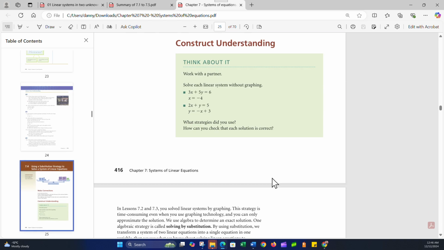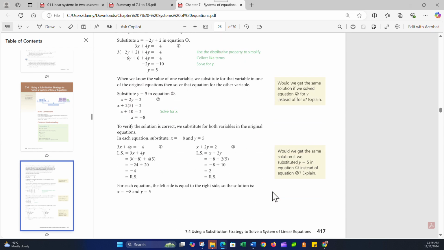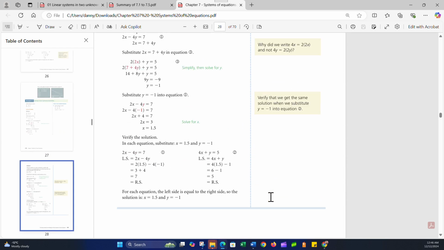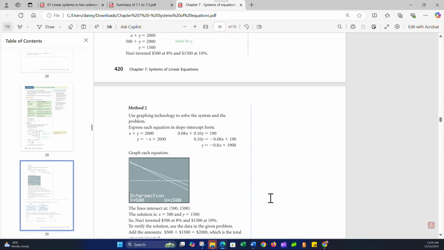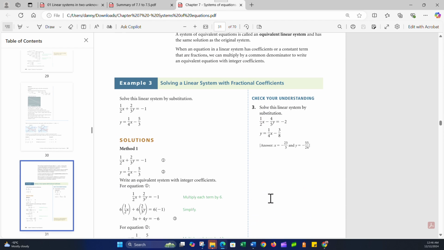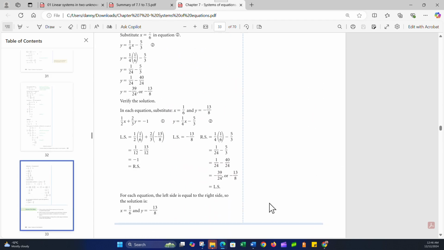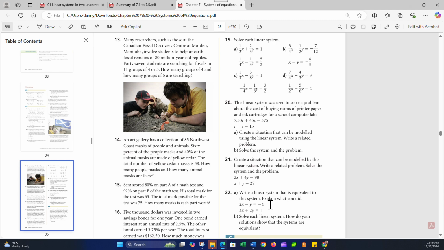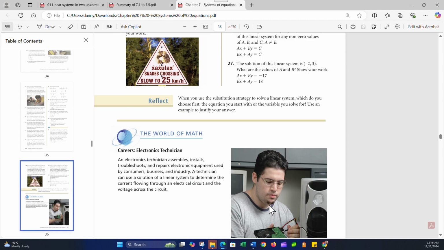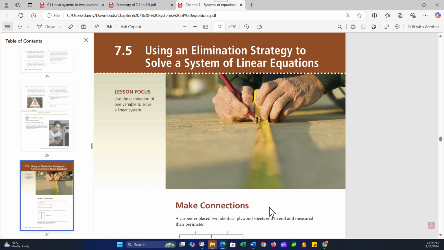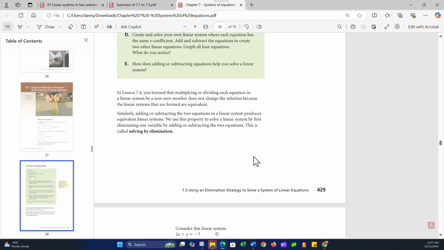And then in section 7.4, that's where we started to actually do more of the math. We took the system of linear equations that either we figured out through some real-world scenario or that we were given, and what we did is then we solved for one of the variables in terms of the other and substituted that value into the original equation, and we were actually able to solve for the x and y, or the two variables. And then finally in 7.5, we use the elimination strategy where we line things up.